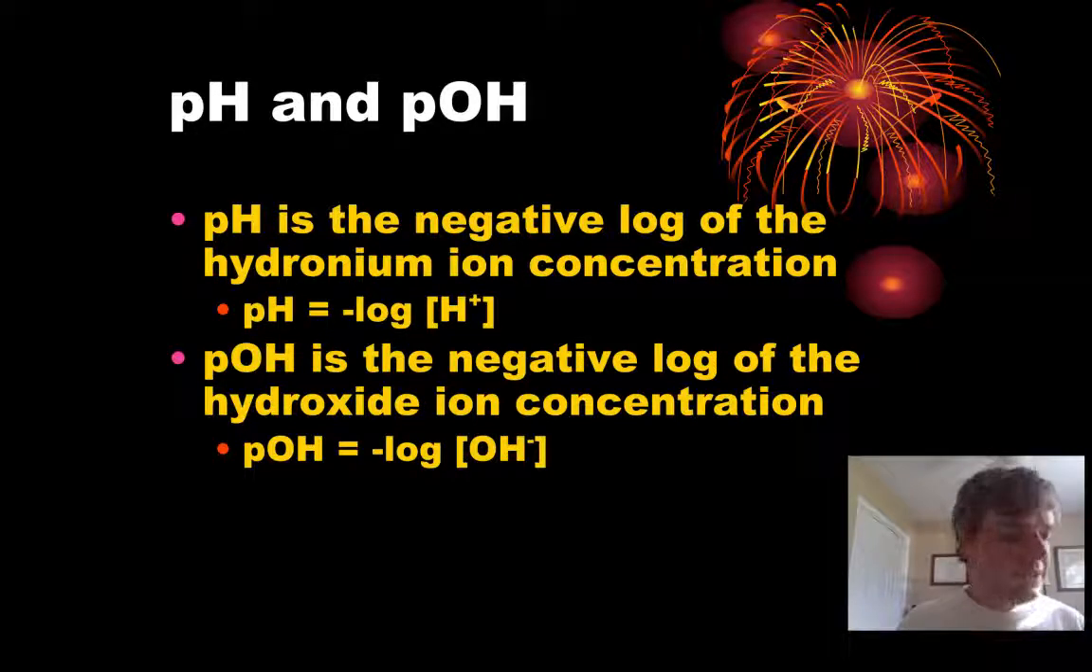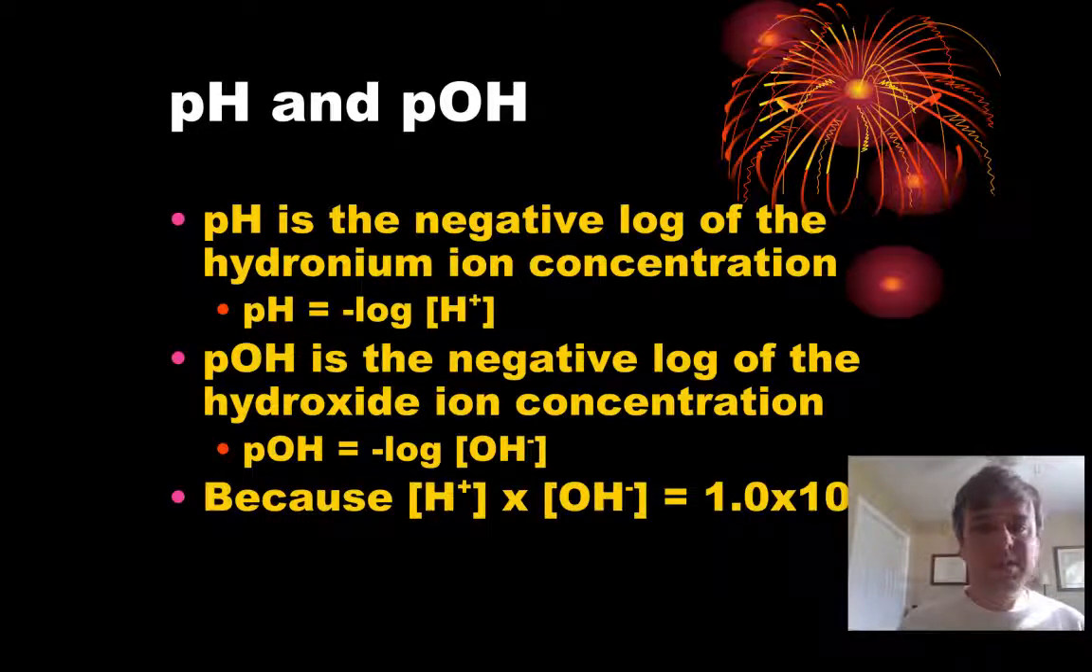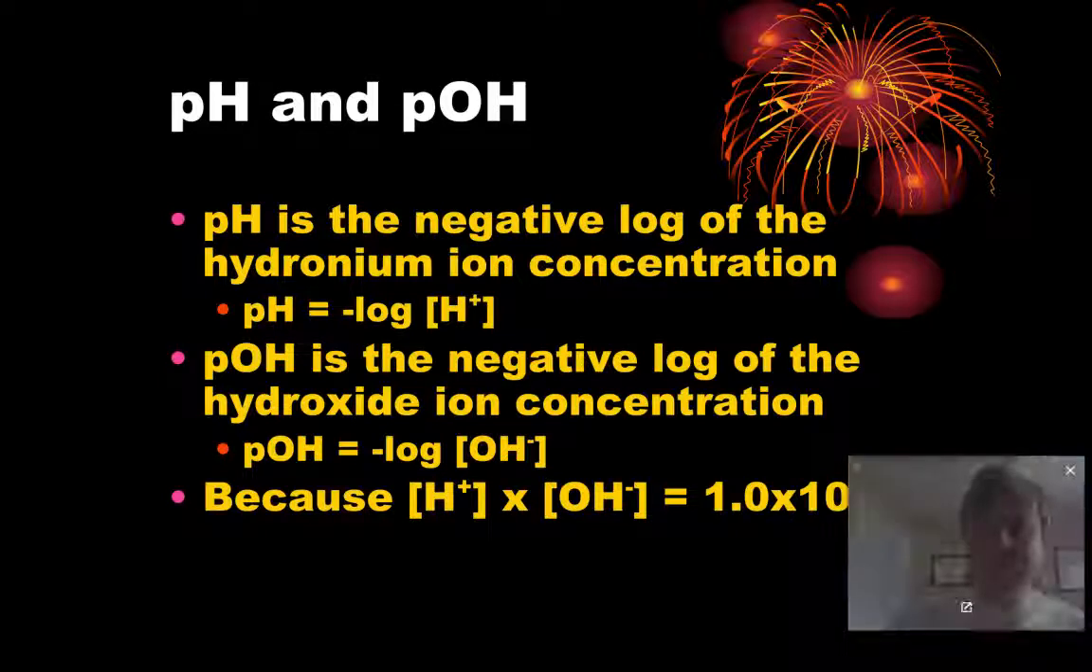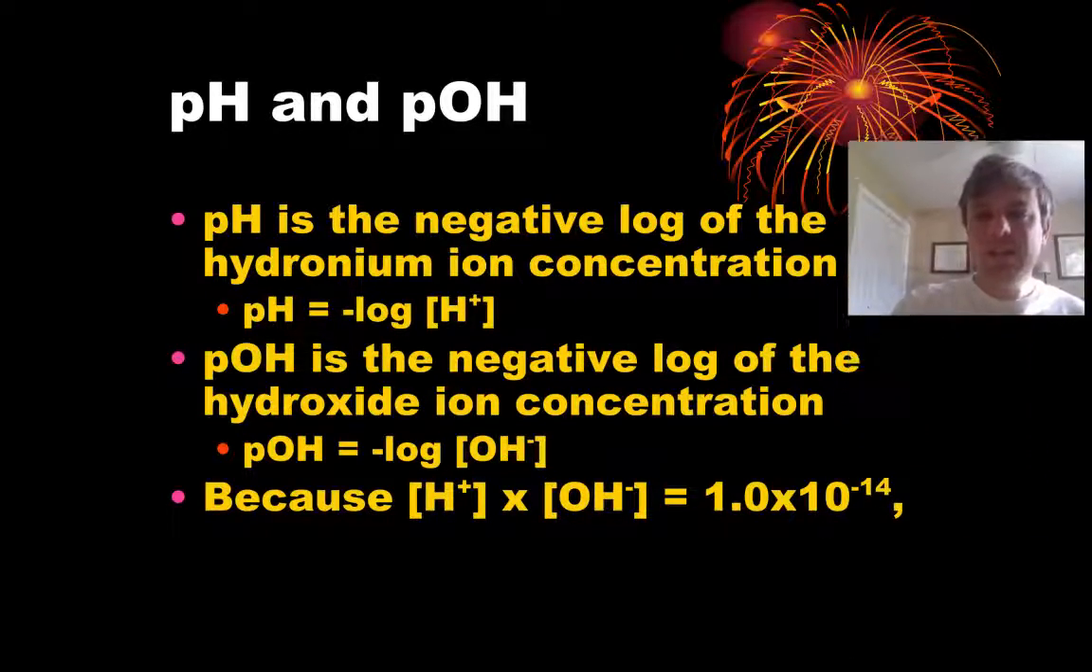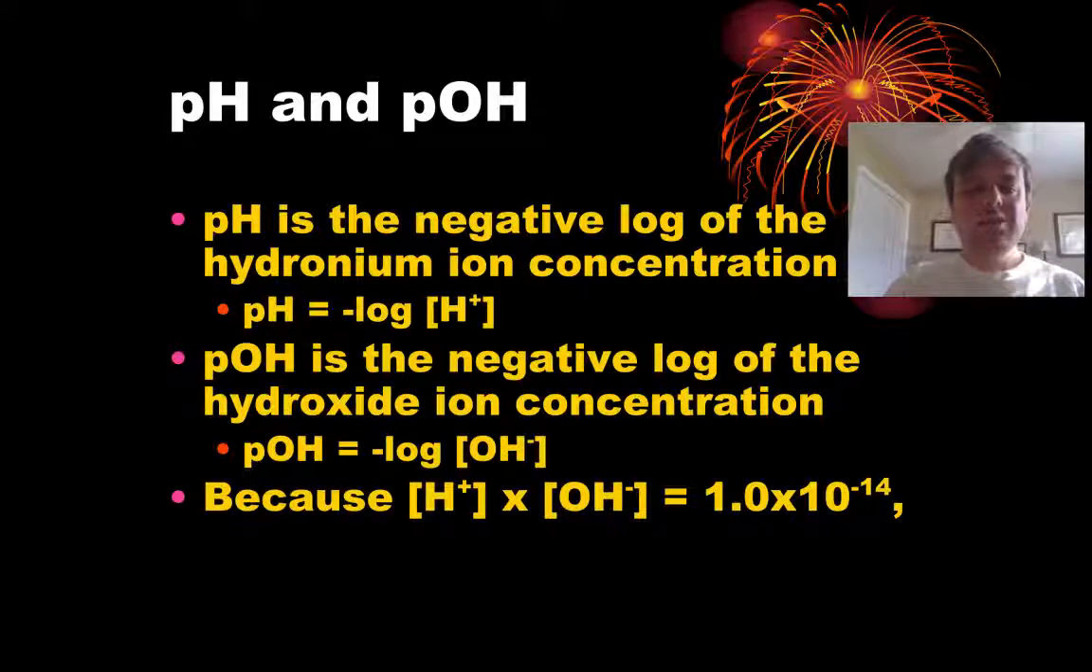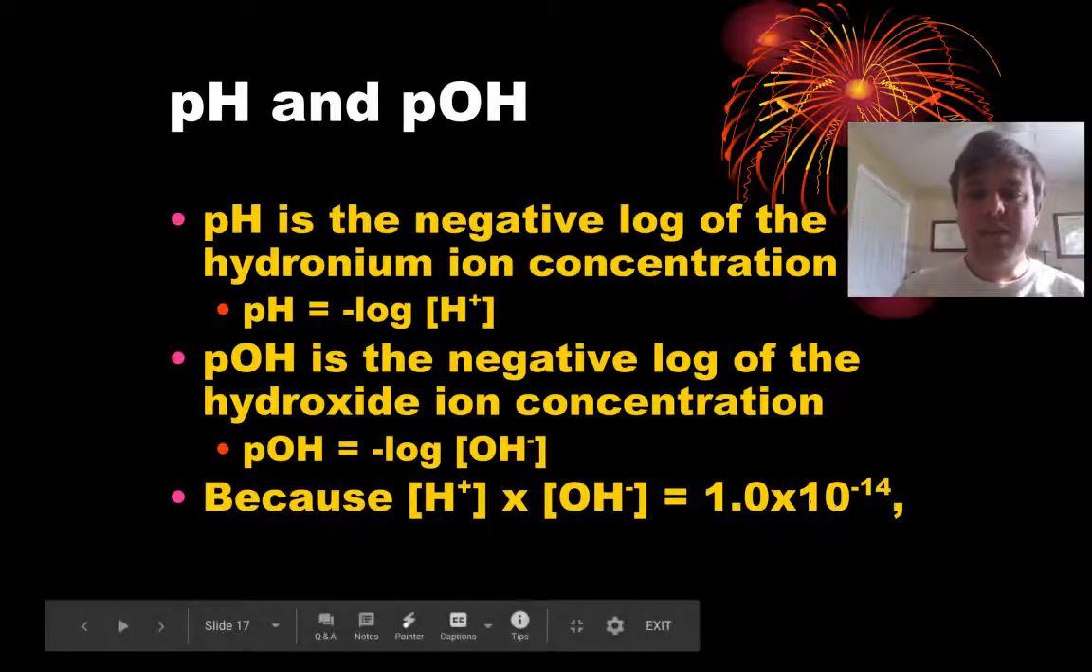Now, there's another weird thing that's always true when we're dealing with solutions in water, and that is that if you take your hydrogen ion concentration and you multiply it by your hydroxide ion concentration, it equals 1 times 10 to the minus 14th. That's what's called an equilibrium constant for water. You don't need to worry too much about that now. But essentially, those two things, H plus and hydroxide multiplied together, equal a constant.